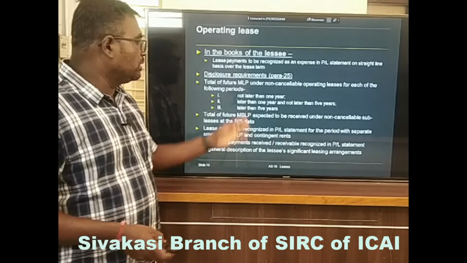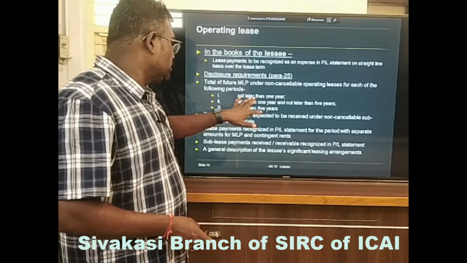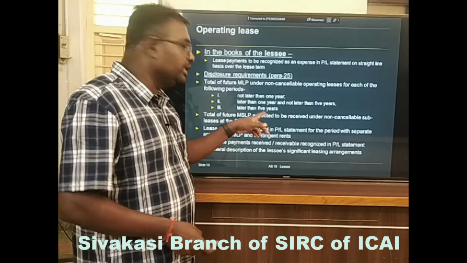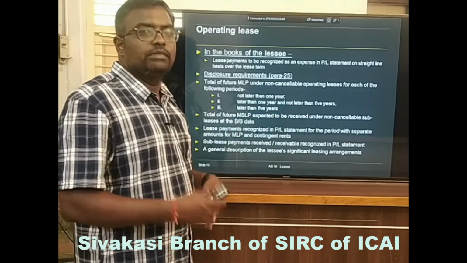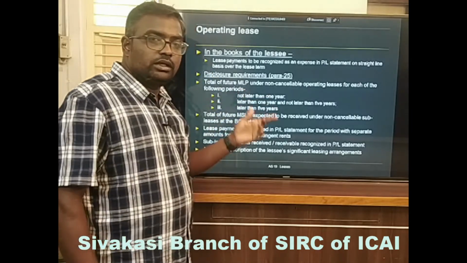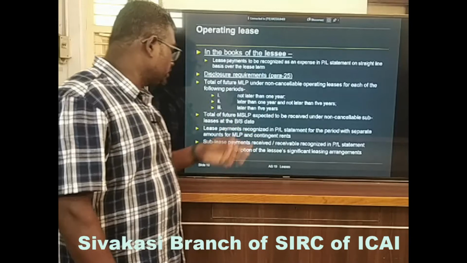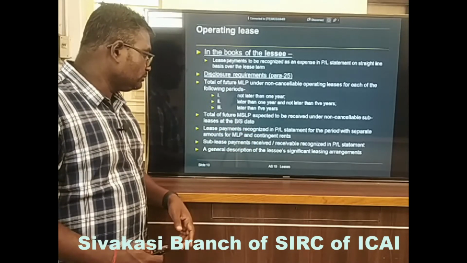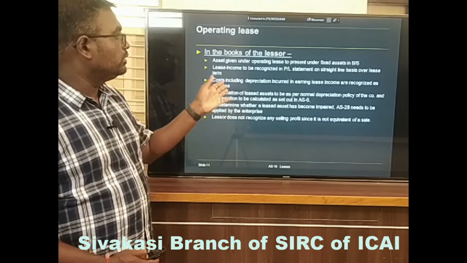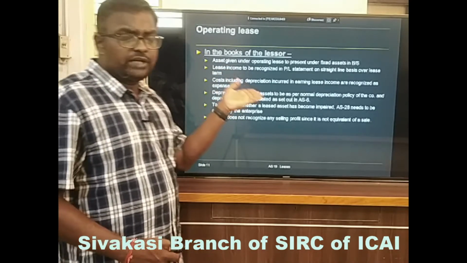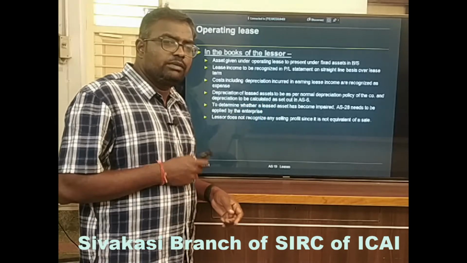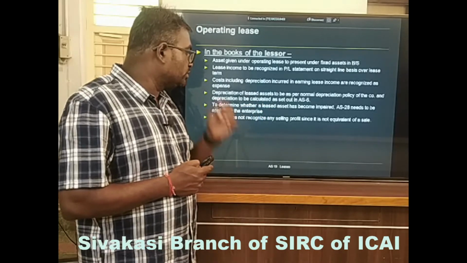One more disclosure requirement is not later than 1 year, later than 1 year and not later than 5 years, and later than 5 years. What are the lease payments you are going to make for not later than the next 1 year, 1 year to 5 years, and greater than 5 years. So lessor, as I told you, carries it as a fixed asset. He will charge depreciation. He will consider whatever lease rental you are paying as an income in his books.